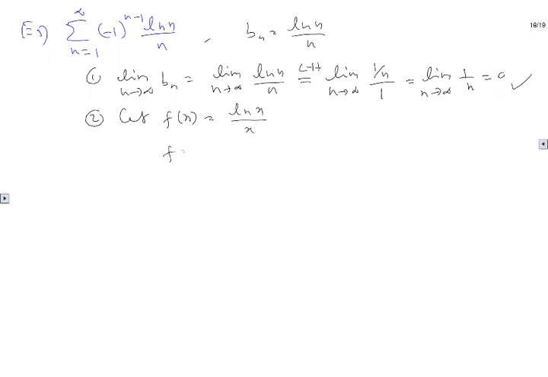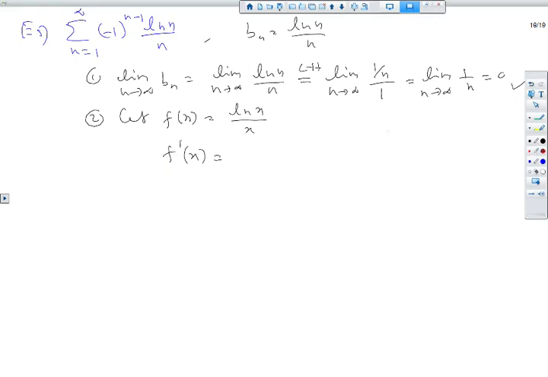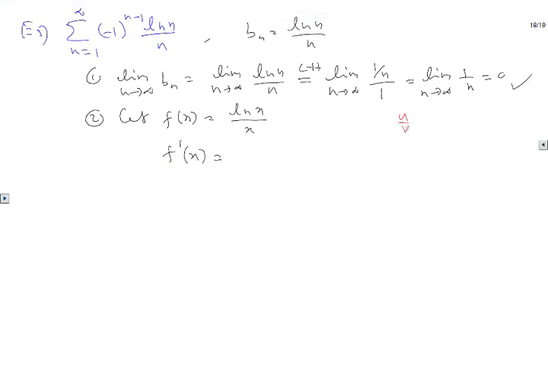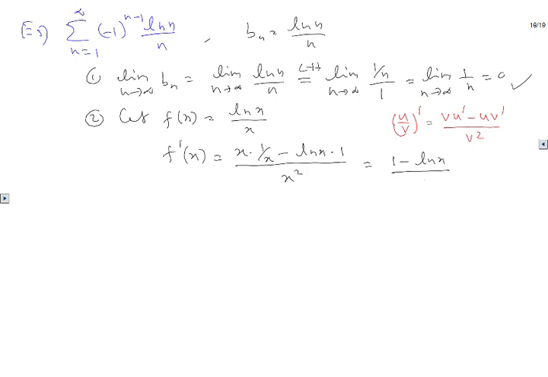If you take the derivative using the quotient rule, what's the quotient rule again? When you have u over v, the derivative is (v u prime minus u v prime) over v squared. So we can use that here. The derivative of ln x is 1 over x, times x, minus ln x times the derivative of x, which is 1, over x squared. This is easy to simplify: you get (1 minus ln x) over x squared.